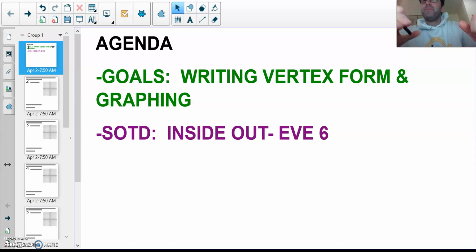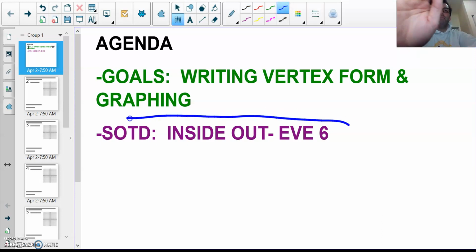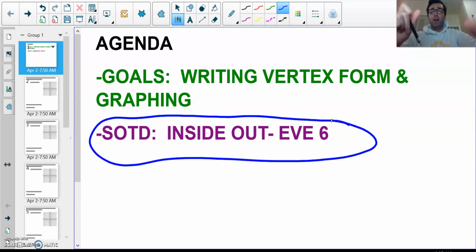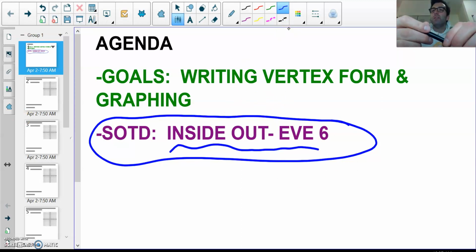Graphing quadratics. How fun. First thing we're going to do, listen to the song of the day for a little bit. It's Eve 6 today. All right, Inside Out. This is a big time 90s song. I know, some of you weren't even born yet, or probably all of you, actually. But this was a classic one-hit wonder in the 90s, all right? Or maybe it was early 2000s, I'm not sure. Whatever.